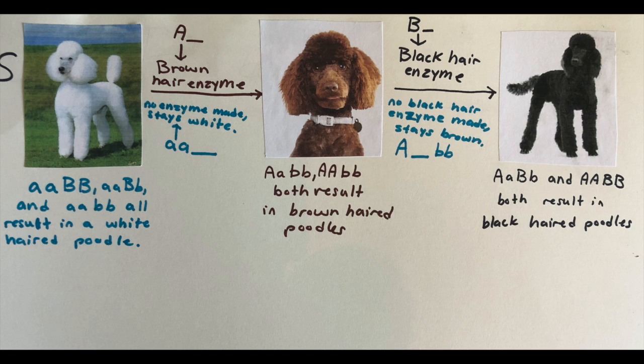So let's talk about if you don't have a big A allele. So let's start at the beginning of our pathway. We always start with a poodle with white hair. If we don't have a dominant A allele, then we will not produce any brown hair enzyme, which means that we can't get to the middle step of brown hair. And if we can't get to the middle step, then we can never get to the last step of black hair. So no matter if you have a dominant B allele or a recessive B allele, it won't matter because you're going to stay white if you have two recessive A alleles.